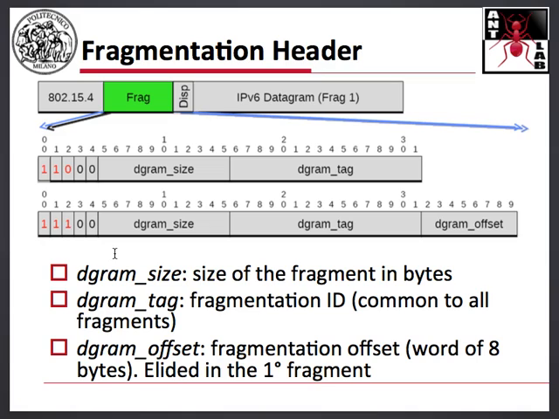In the first fragment, you don't have the datagram offset because that's the first fragment. So you don't really need to specify what the datagram offset is. You recognize the first fragment by the value of this bit here, which is the bit of the dispatch of the fragmentation header. All the other fragments have this datagram offset here. Clear?